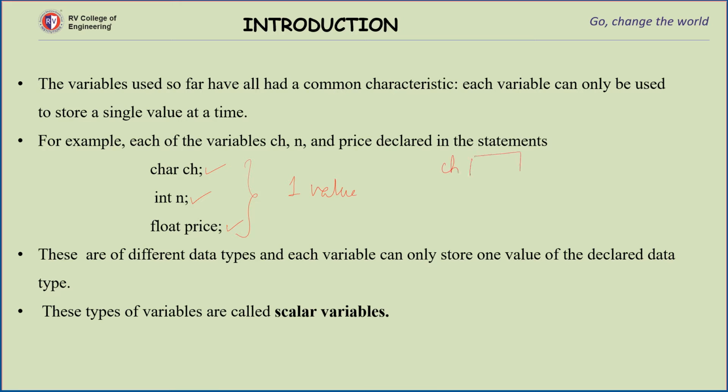So I will have ch, n and price. I can store a character c, a value 10, a value 10.2. I cannot store more than one value into these variables. Such type of variables are called scalar variables, also atomic variables. They are designed to store a single value.